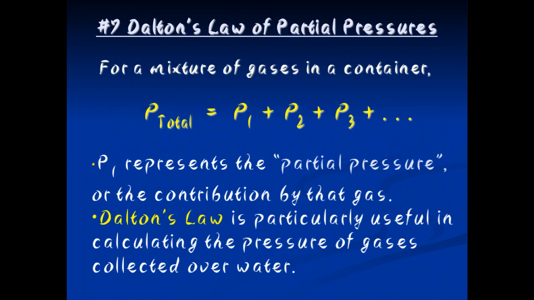Dalton's law of partial pressures. For a mixture of gases in a container, P total equals P1 plus P2 plus P3 and so forth. P1 represents the partial pressure, or the contribution by that gas. Dalton's law is particularly useful in calculating the pressure of gases collected over water.